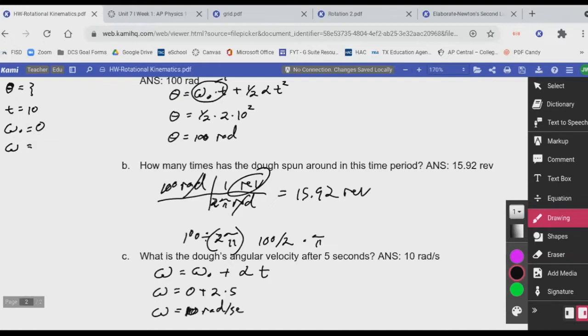That's the same solution they came up with. Again, this is just kinematics, but for rotation, for turning, where we're changing the variables in order to match.